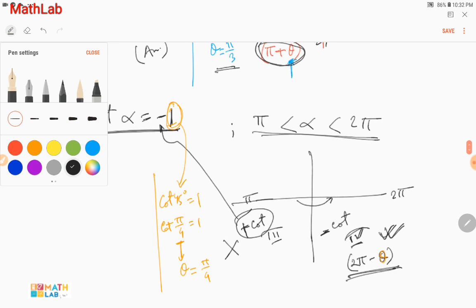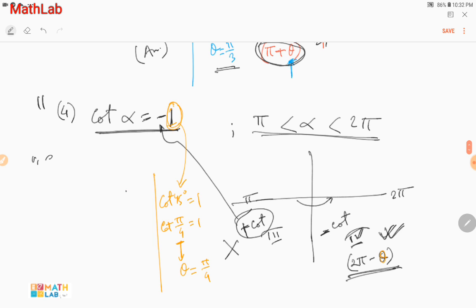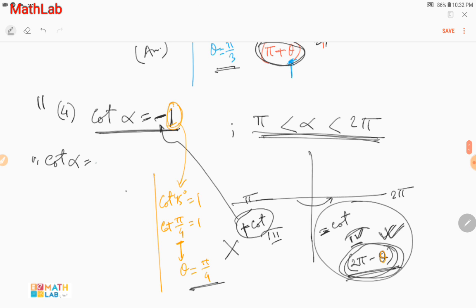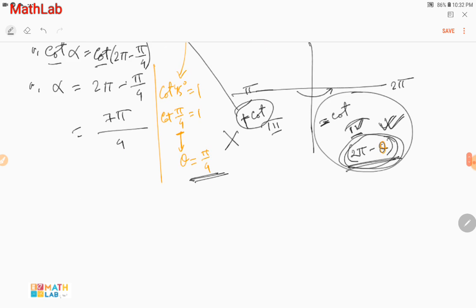Now our solution will be cot alpha. For the negative value, we only calculate the fourth quadrant according to our condition. In the fourth quadrant, alpha will be 2 pi minus theta, and theta is pi by 4. Cot alpha equals cot of 2 pi minus pi by 4. We cancel cot from both sides. That will be alpha equals 2 pi minus pi by 4, that will be 7 pi by 4. Okay, this is our answer.